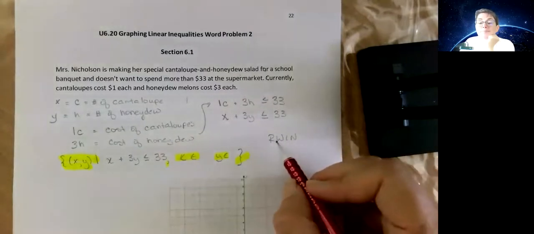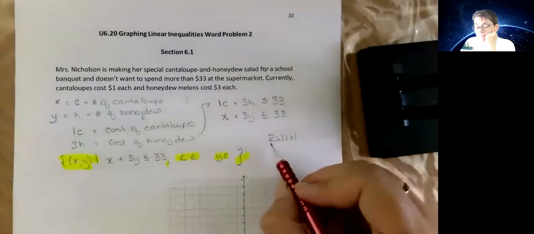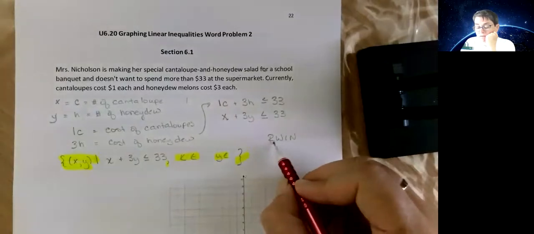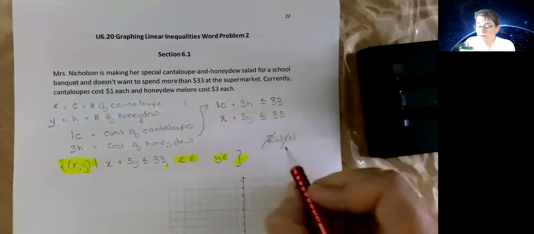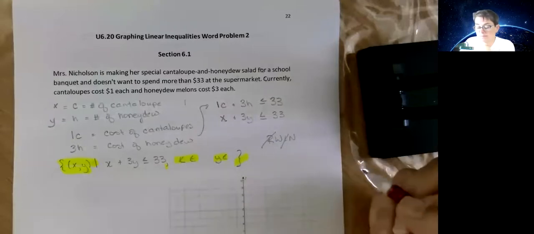Well, this is my evaluation. Can I buy half of a cantaloupe? Not usually. So real numbers are no good. Integers are no good because I can't buy -2. So it's between whole and natural.